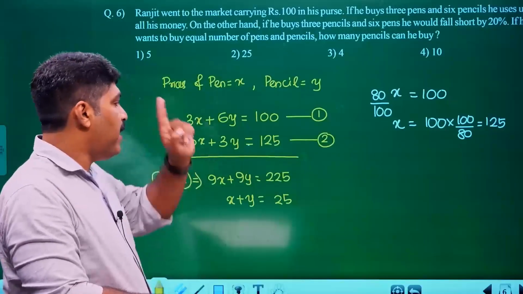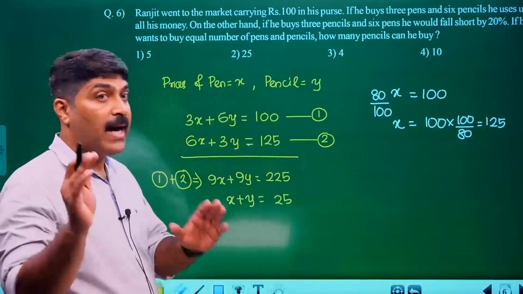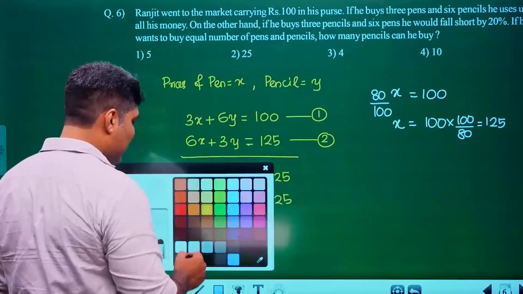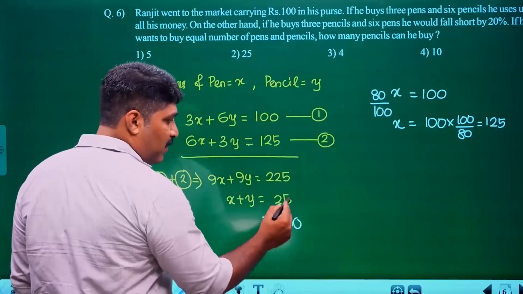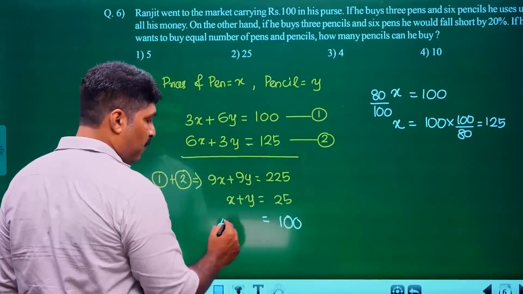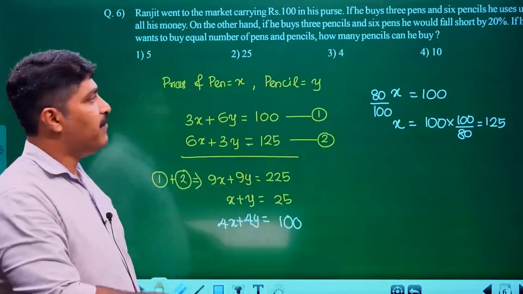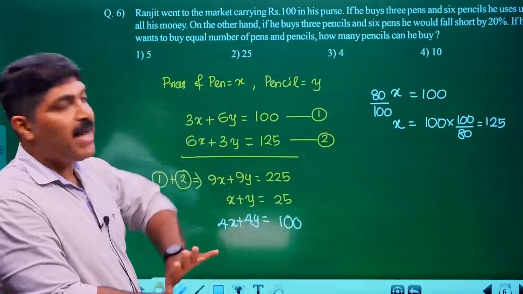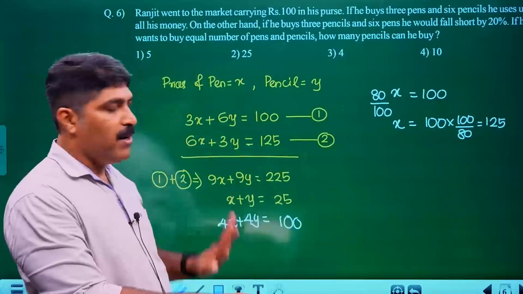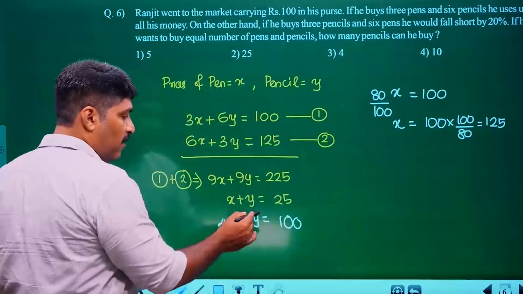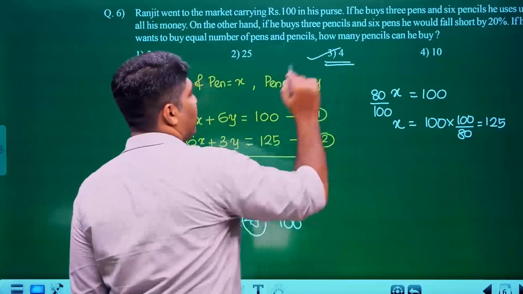That means one pen and one pencil cost rupees 25. We have only 100 rupee. That's the tricky point here. Therefore, if we have only 100 rupee, we know that this is 25 into 4. Therefore, this is 4x plus 4y. What is the trick behind our question? We need to find out how many pencils he can buy if he is buying an equal number of pens and pencils with this amount. So here we get the idea that he can buy 4 pencils as per the given data.